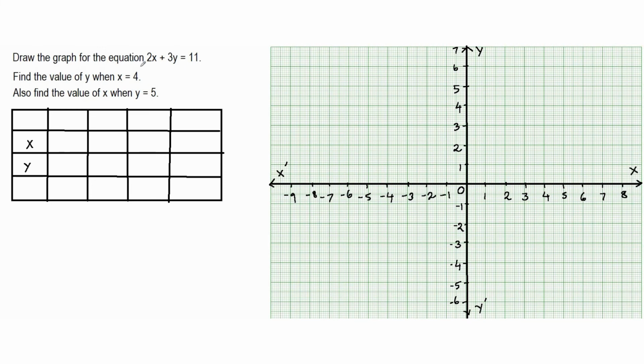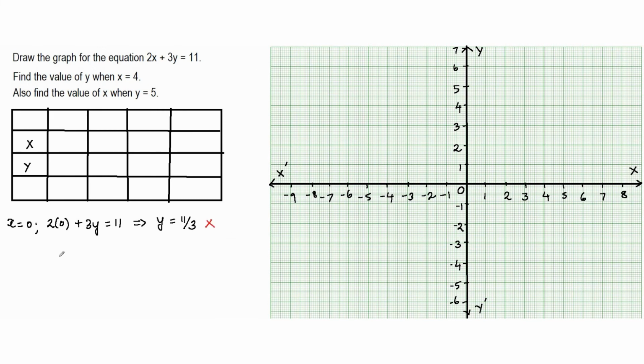Draw the graph for the equation 2x plus 3y equals 11. Okay, so let us now find some values of x and y which satisfy this given equation. So can we try x equals 0? If x equals 0, let's see what happens to y. So 2 times 0 plus 3y equals 11, which means the value of y is 11 by 3. Now this is not a very nice point to plot, right? Because it's going to be 3.6 bar, and therefore let us discard this particular point.